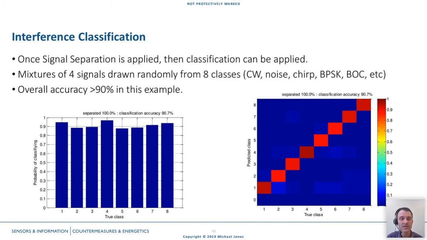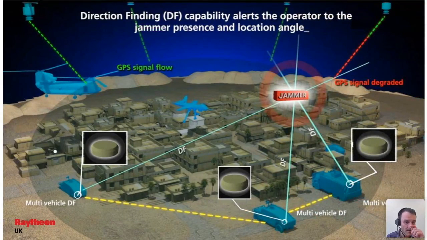We can pick those out, we can direction find on them, we can classify them, and we can defeat them so that the GNSS receiver never has to deal with them in the first place. So just finishing off on a Raytheon picture here, this is a bit of a marketing slide, but it kind of gives you an idea of the state of the art now.